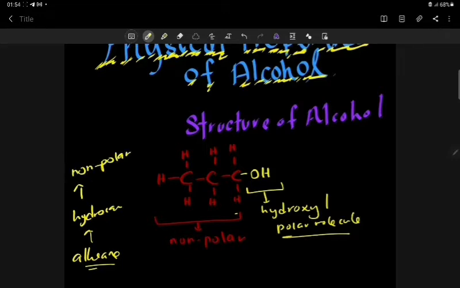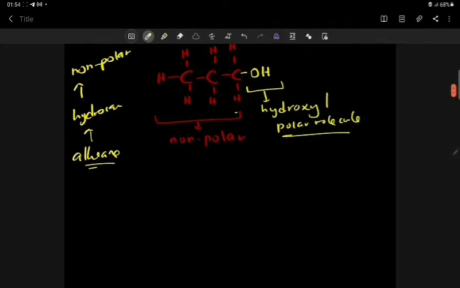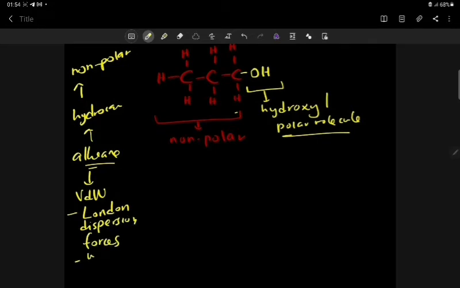So how does it affect your boiling point, for example? You must remember that in alkane we only have van der Waals forces, or specifically London dispersion forces for non-polar molecules. So your boiling point is not very high because these are weak intermolecular forces. Remember that. But what happens in alcohol?